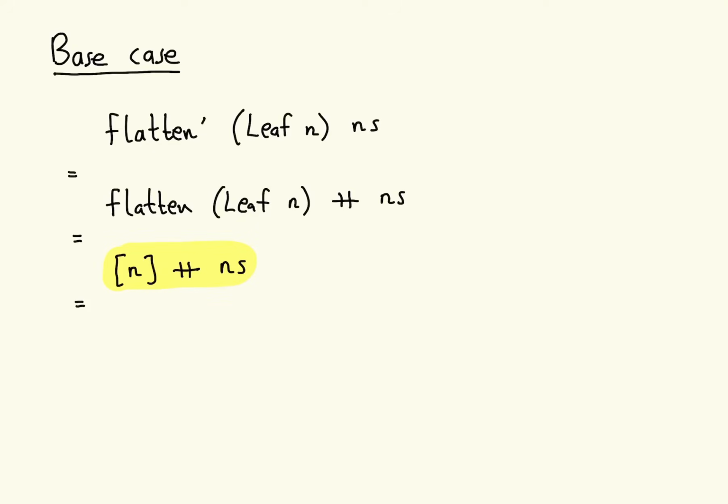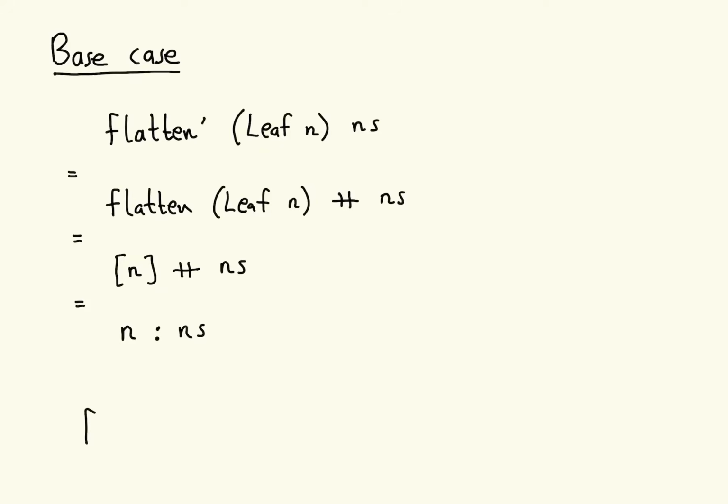It's very straightforward to see what we do now. If we just concatenate or append a singleton list onto a list ns, and we apply the definition of the plus plus operator, the append operator, that's simply going to give us back n colon ns. At this point we're now done. We have the base case for the recursive definition for flatten. All we need to do is say that flatten prime of leaf of n and ns is simply going to be n colon ns.